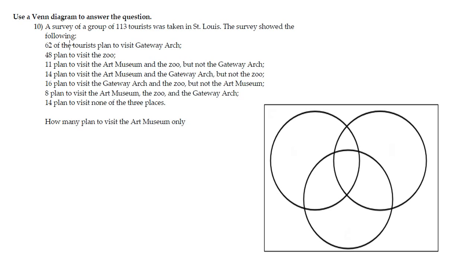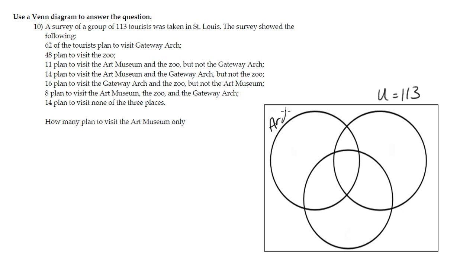Number 10, a survey of a group of 113 tourists. So U is 113 here. There are 113 tourists that we spoke to. 62 plan to visit the Gateway Arch. Well, let's put these in here.